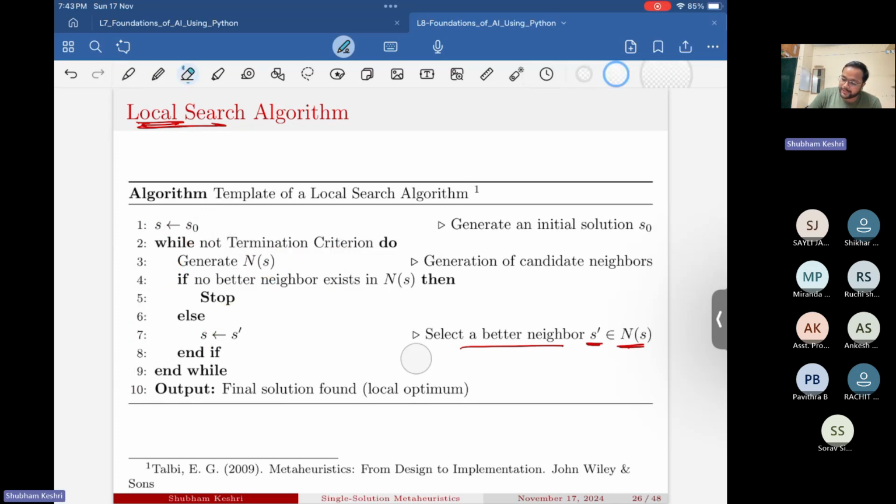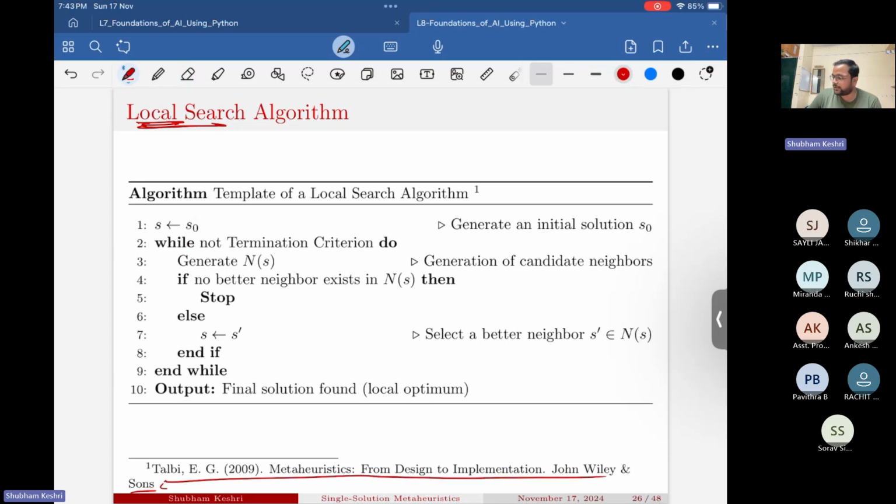Whatever I am teaching you, I have taken from this book, by the way, and this is a very, very brilliant book. I have it with me. This is a very good book on metaheuristics.